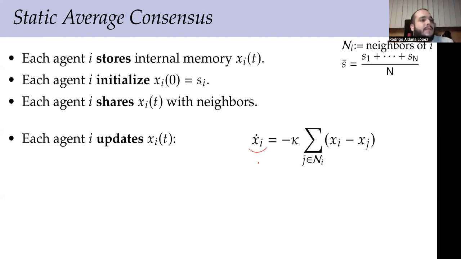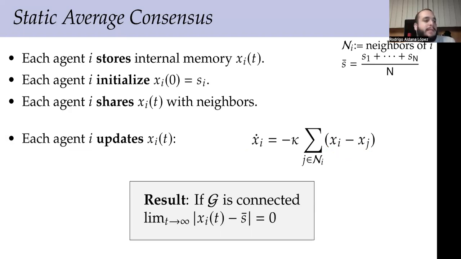which is essentially to update the internal states according to these terms, which are the disagreements between agent i and agent j, which is its neighbor, right? And this is a very well-known result: if the graph is connected, as you advance in time, each state approaches the average that you wanted to compute, given this initialization, which is very important, okay?